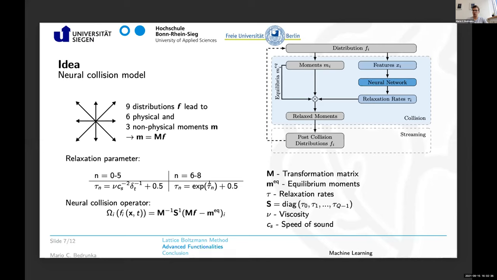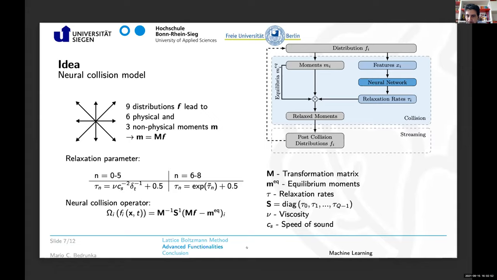On this output, we apply an exponential function to achieve positive relaxation rates, and then we also add 0.5 to make it more stable. Yes. Thanks.